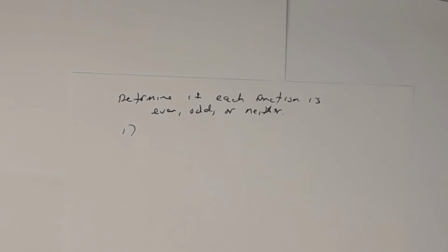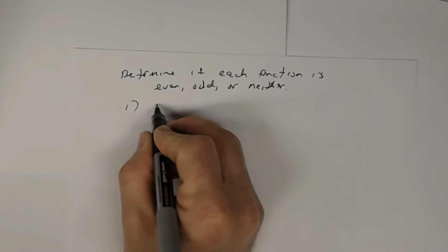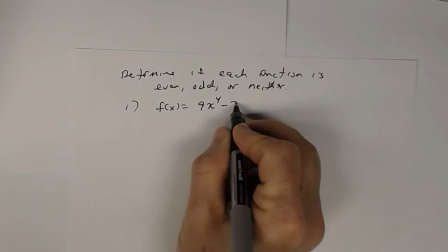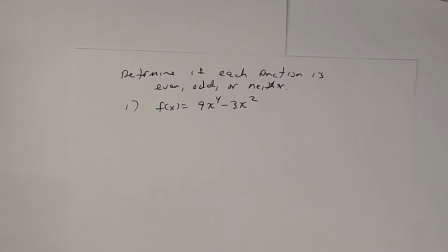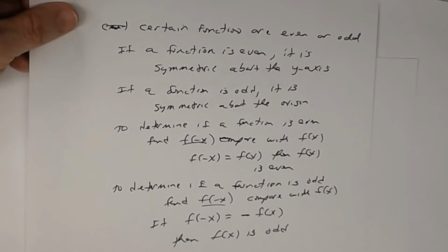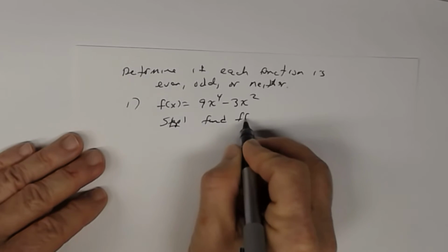Let me quickly find those problems. I keep losing those problems. All right, here we go. All right, let's look at this one. Watch carefully how this is going to work. So let's do this one: f of x equals 9x to the 4th minus 3x squared. So here's a question. I want to know, is this function even, odd, or neither? Okay, first thing you're always going to do is find f of negative x. So step one, find f of negative x.